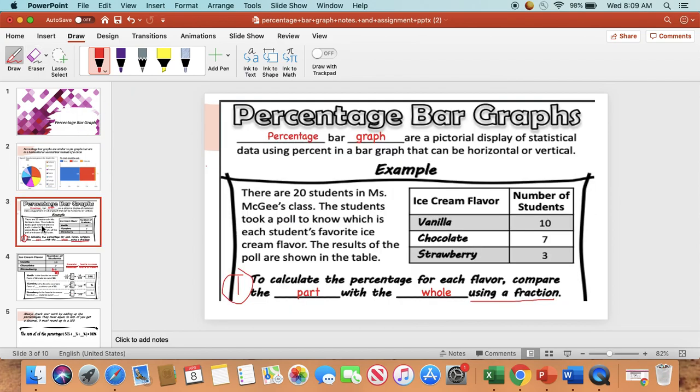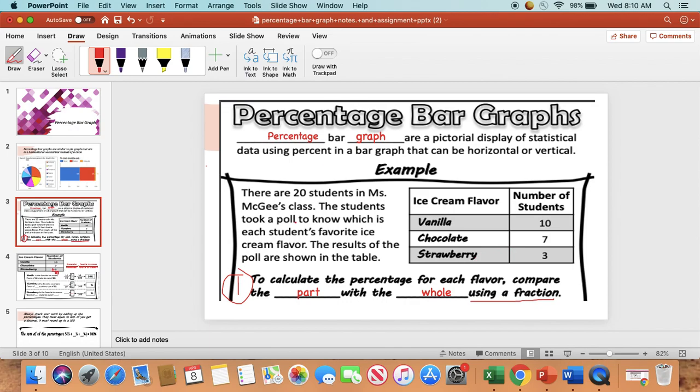So let's look at our example. There are 20 students in Miss McGee's class. The students took a poll to know each student's favorite ice cream flavor. The results of the poll are shown in the table. On the right, we have our table. On the left side is our ice cream flavor, and the right side is the number of students. It looks here that 10 students chose vanilla, 7 students chose chocolate, and 3 students chose strawberry.